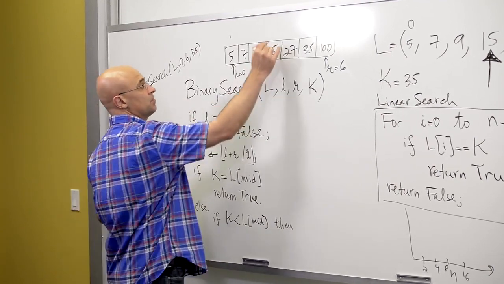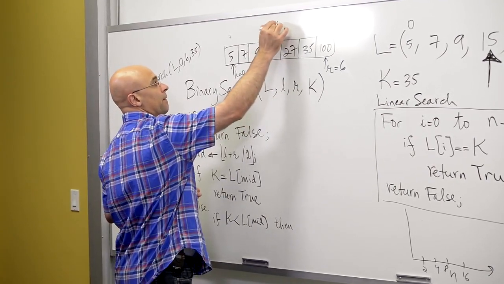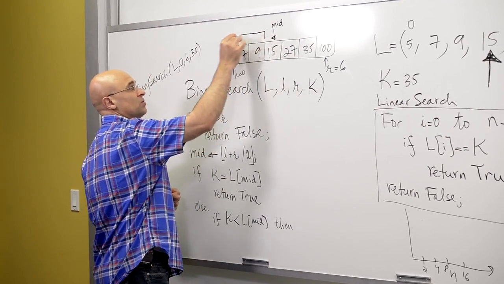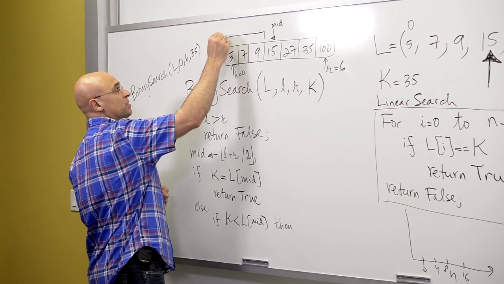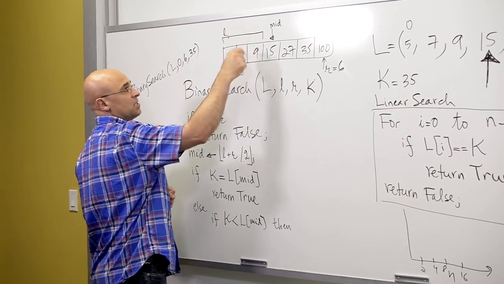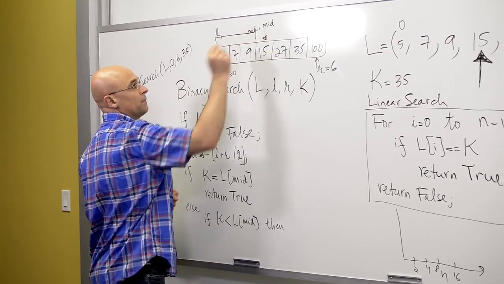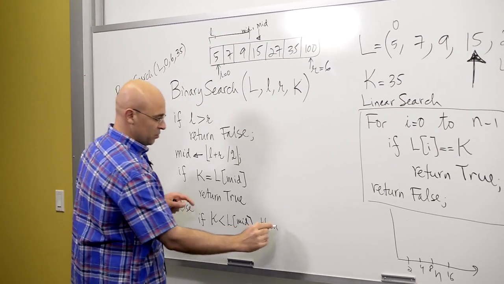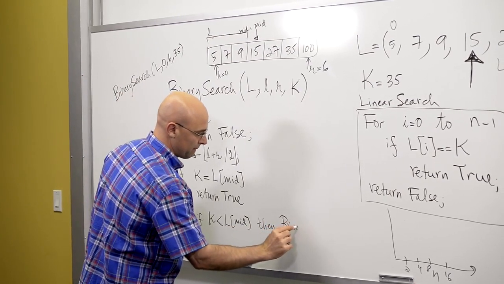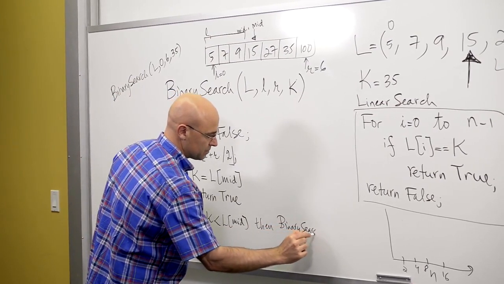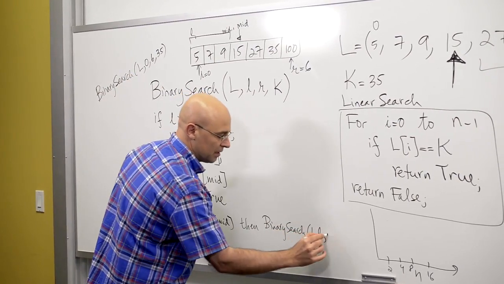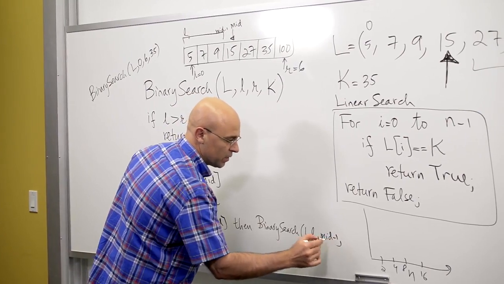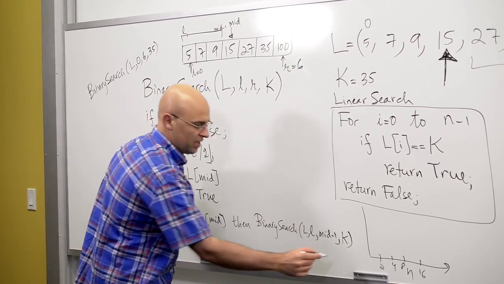So if this is the midpoint, I need now to repeat it on this. But what are the boundaries of this? L doesn't change. We still have L here. And this is mid minus 1. Right? So now I have to repeat binary search on the same list. But now I take the boundaries to be L and mid minus 1. And I'm still looking for the same value.